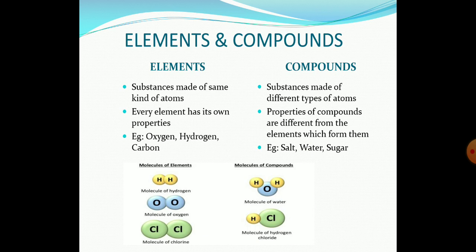That is where elements and compounds are coming. Elements are substances made up of the same kind of atoms. Compounds are substances made up of different kinds of atoms. Every element has its own properties, whereas the properties of a compound are different from those of its elements. Example, you have salt water for compounds, and for elements you have oxygen, hydrogen, carbon, etc. So what are elements and compounds? We have already seen these two differences, atoms and molecules, and elements and compounds. These are very, very important.